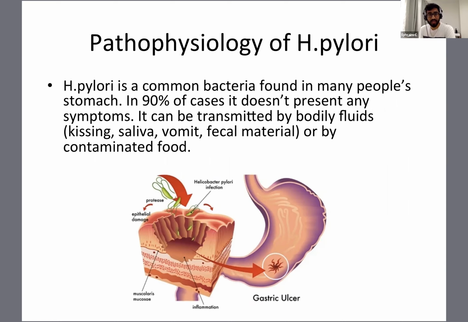As I said before, H. pylori is a really common bacterial infection. About 50 to 60% of the UK population has H. pylori already in their stomach. In about 90% of cases, it doesn't cause any symptoms, but in certain people, it can become aggravated. You can get H. pylori through bodily fluids, so kissing, saliva, vomit, fecal matter, and even contaminated food can all transmit H. pylori. So ingestion is the route it takes to get inside.